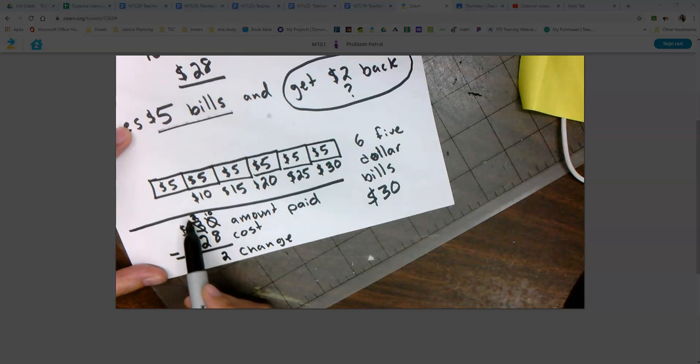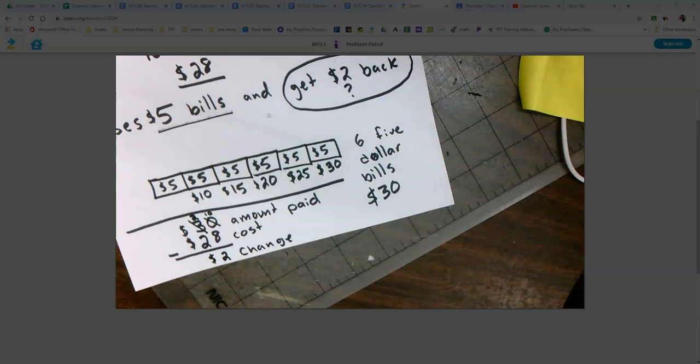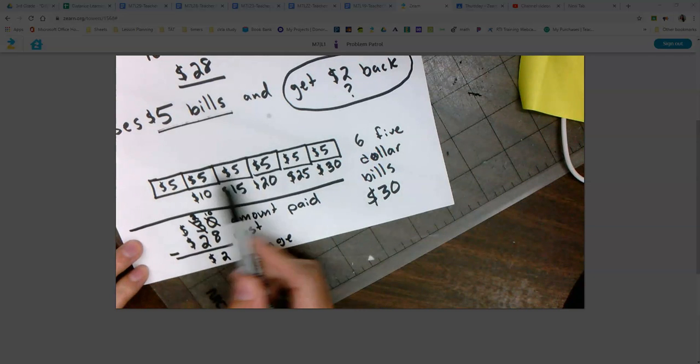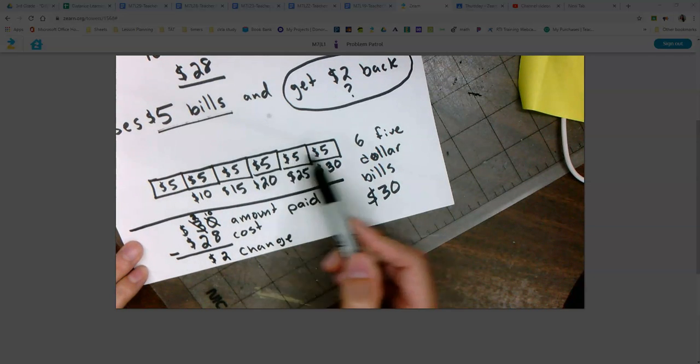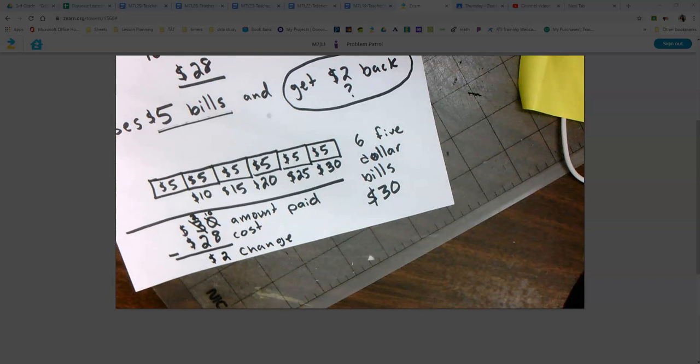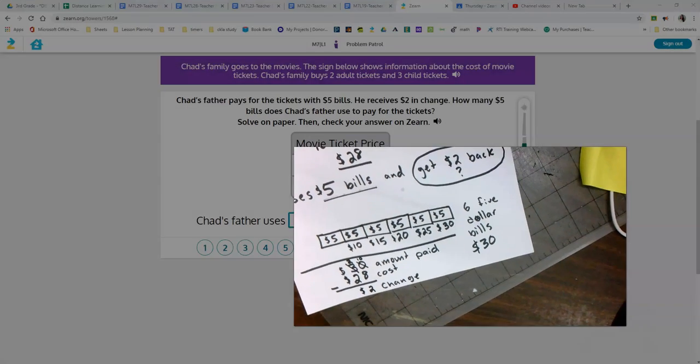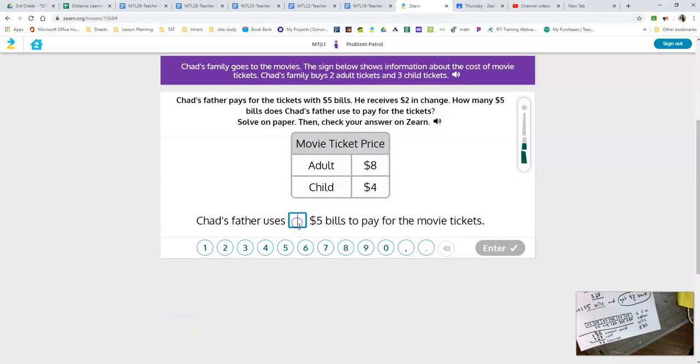He has 2 tens, and he's going to subtract 2 tens. There's none. So he does end up with $2 change, which means that he does use 1, 2, 3, 4, 5, 6 $5 bills to pay for his tickets. Let's go ahead and check it out. Uses 6 $5 bills to pay for the movie tickets. Let's see if that's right. We got it.